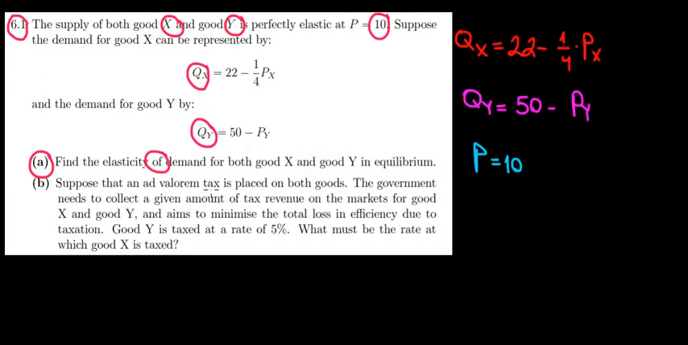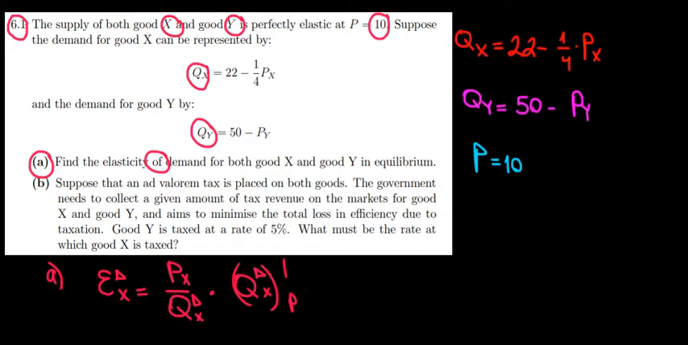This is a pretty mechanical question in the sense that we just have to follow the method of finding the elasticity. Now, what is the elasticity in general? For instance, the elasticity of demand for good X is the price of good X in equilibrium divided by the quantity demanded of good X in equilibrium, times the derivative of the quantity demanded with respect to price. We can find the derivative of the quantity demanded of X from the function itself. That's just the slope of the function, so in this case it's going to be minus 1 over 4.